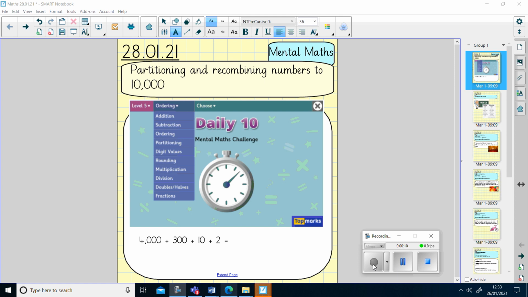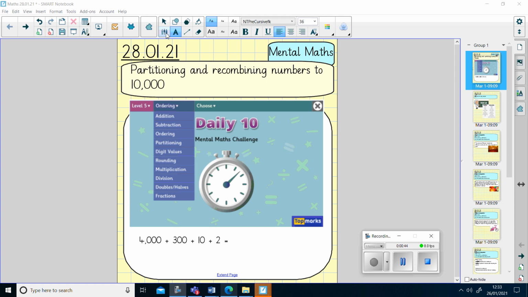Hope you're all well. The first activity we're going to do this morning is another one of our daily 10 challenge games. Today's game is going to involve you partitioning and recombining numbers. So it's the recombining part that we're looking at today. So an example of what you might see is just here. 4,000 add 300 add 10 add 2. What we've got to do is write down the number that makes if we're recombining it.